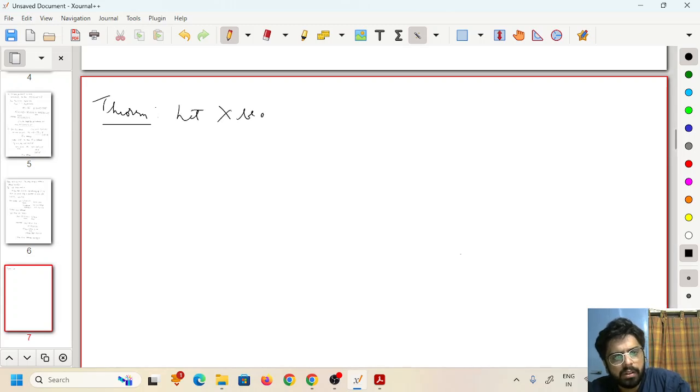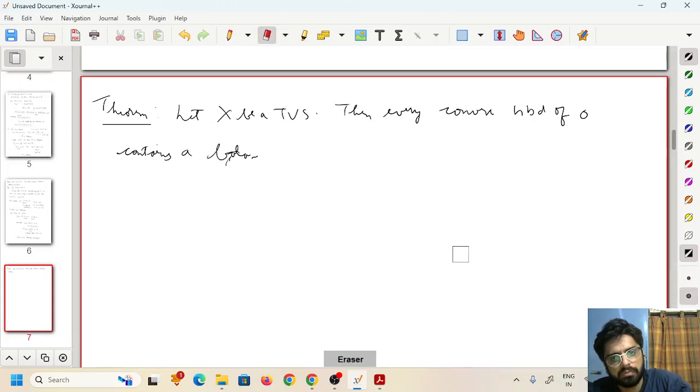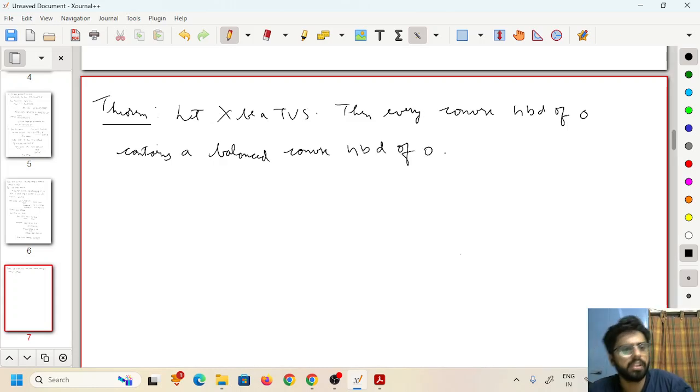So moving on, next theorem. Let X be a TVS, then every convex neighborhood of 0 contains a balanced convex neighborhood of 0. Is that okay? So proof.